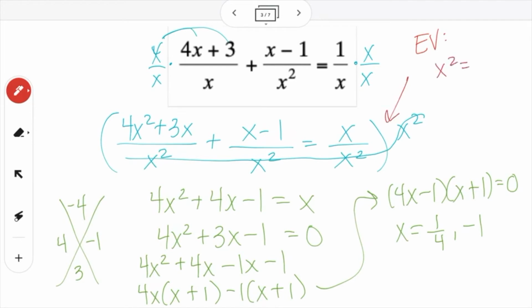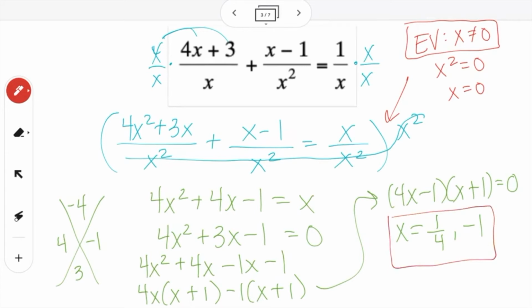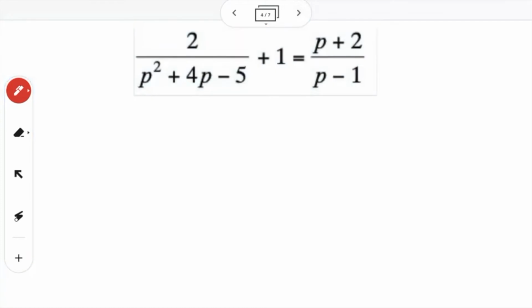And again, you can do it from this step right here where you have a common denominator. You do x squared equals 0, which gives me x equals 0. So my only excluded value is 0. Neither of my answers are 0, so that's fine.